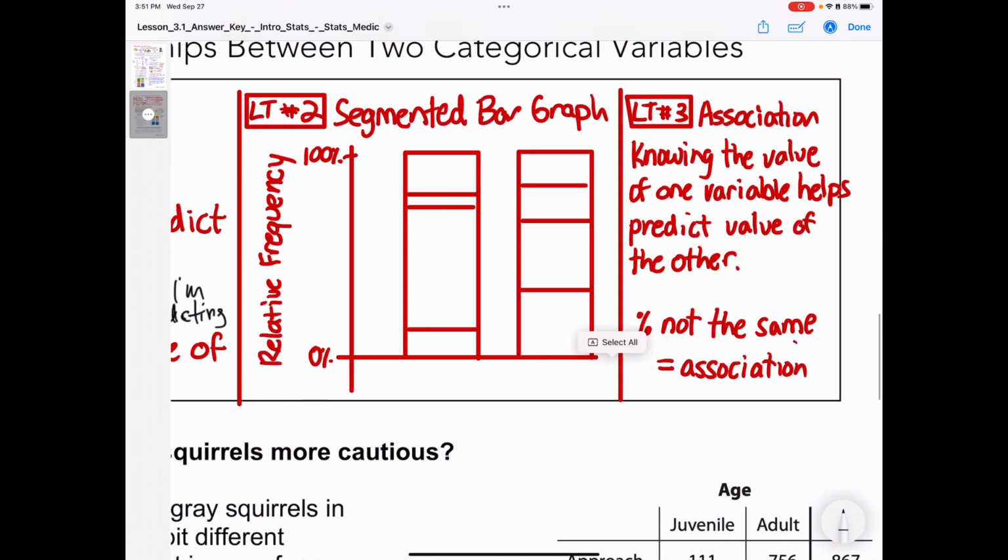Okay, relative frequency: as you can see on the segmented bar graph, these are not the same. And if they are not the same, there is an association between my two categories. An association is knowing the value of one helps you predict the value of another. The percentage not being the same means that there is an association.